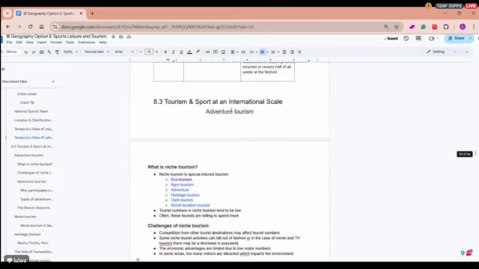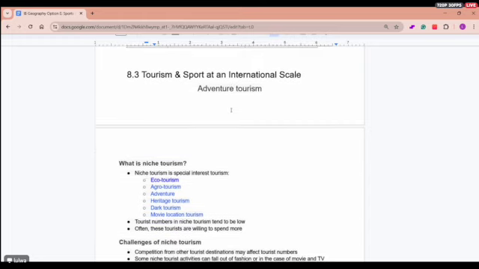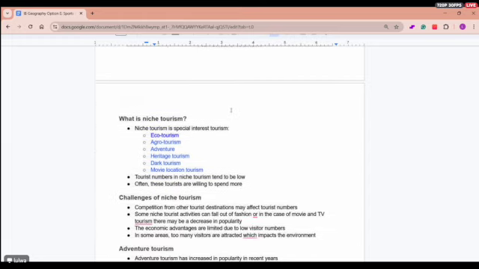So we saw tourism at a national scale. Now we'll look at tourism at an international scale. At an international scale, you have niche tourism. So what is niche tourism? Niche tourism, as we said before, is very special interest tourism. It caters to specific kinds of people. For example, you have ecotourism, agro-tourism, adventure tourism, heritage tourism, dark tourism, which I don't know what dark tourism is actually, but it's okay, and movie location tourism.